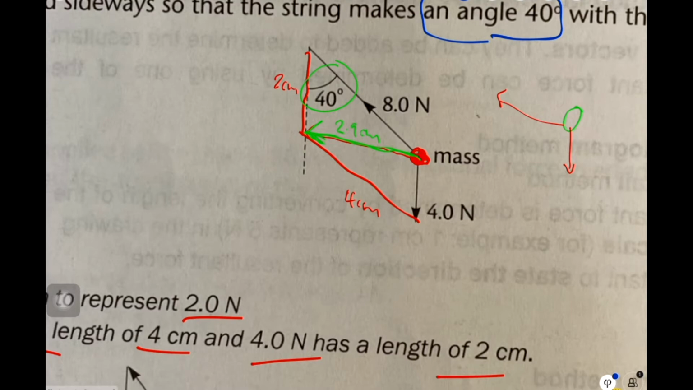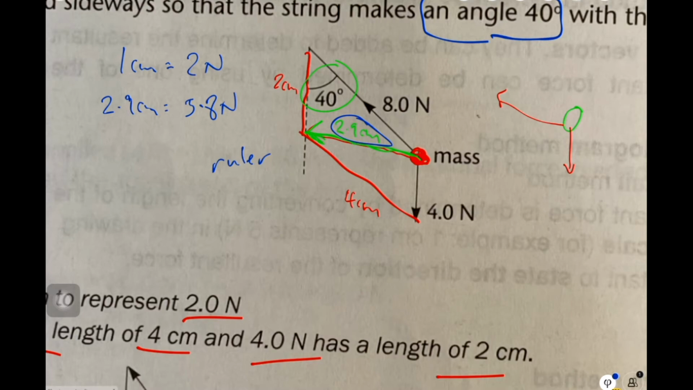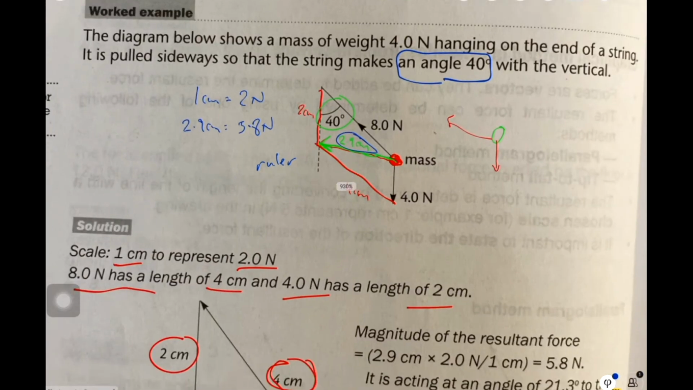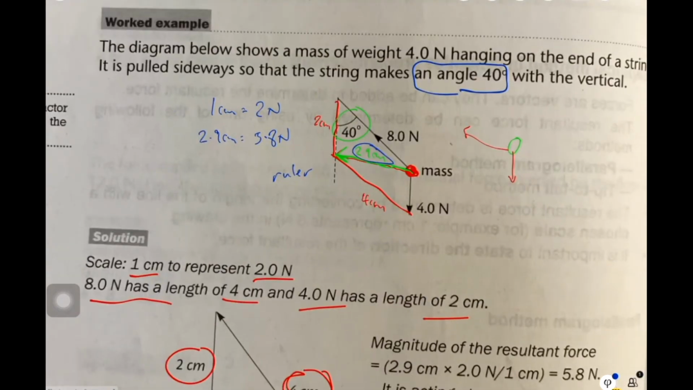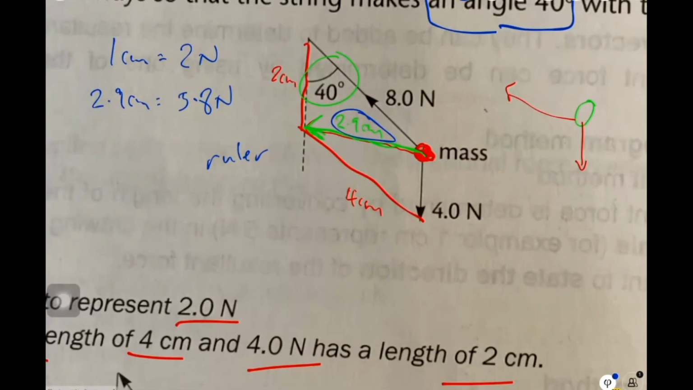You use a ruler. You measure the distance is 2.9 centimeters, and because 1 cm equals 2 Newton, 2.9 cm will be just times 2, so it's 5.8. Times 2? Yeah. Because here to here times 2, so here also times 2.